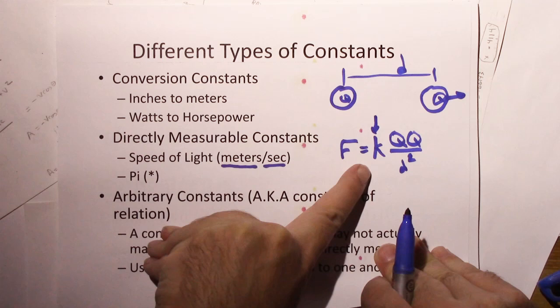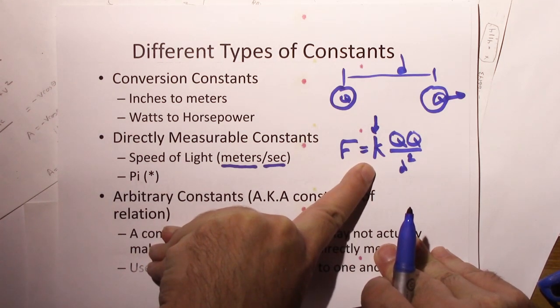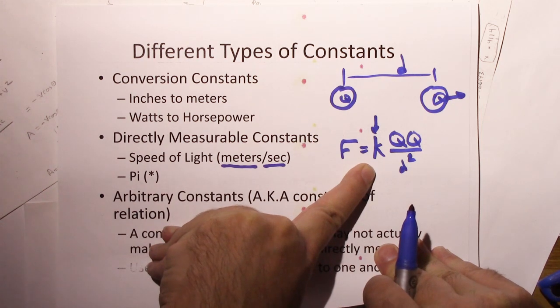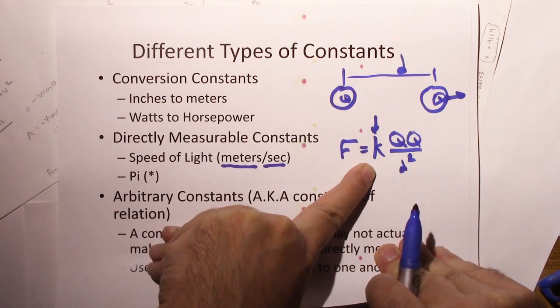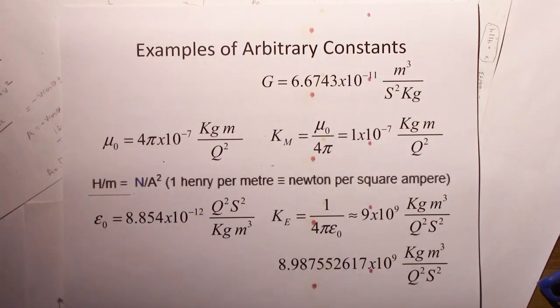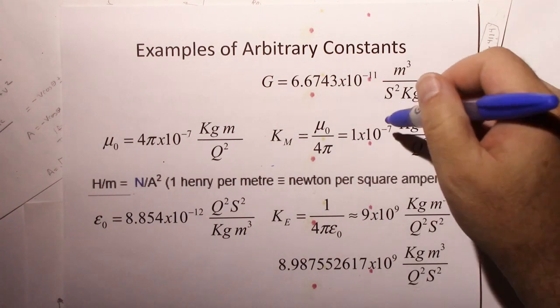What I'm going to show you is we're going to dissolve all the constants of classical electrodynamics, and we're going to break them down into what they really mean. It's going to blow your mind wide open. These are all examples of arbitrary constants. This is G, used in the gravity model and in general relativity. It's used for both. It's arbitrary.